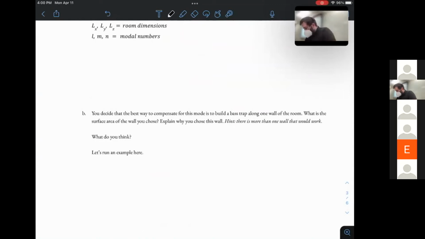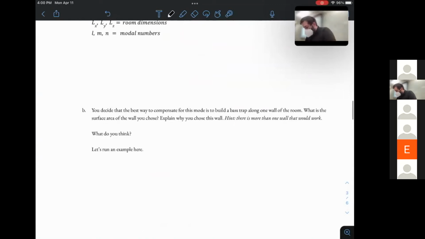So this is our bass trap thing. And we want to know what wall we're going to build this thing on, right? So coming back to the example we were using in this room, let's say that the 1, 0, 0 mode is the one that I'm interested in. And let's call the x direction this axis, right? From my left to right.